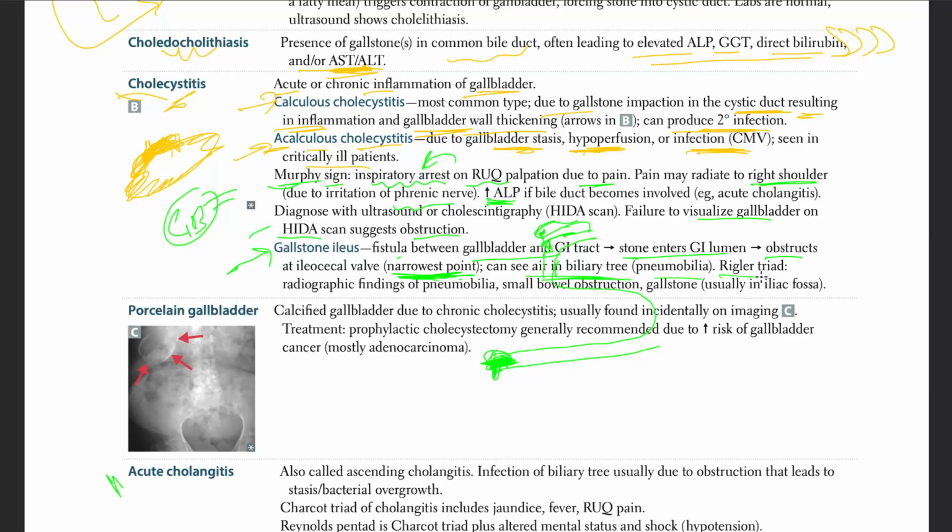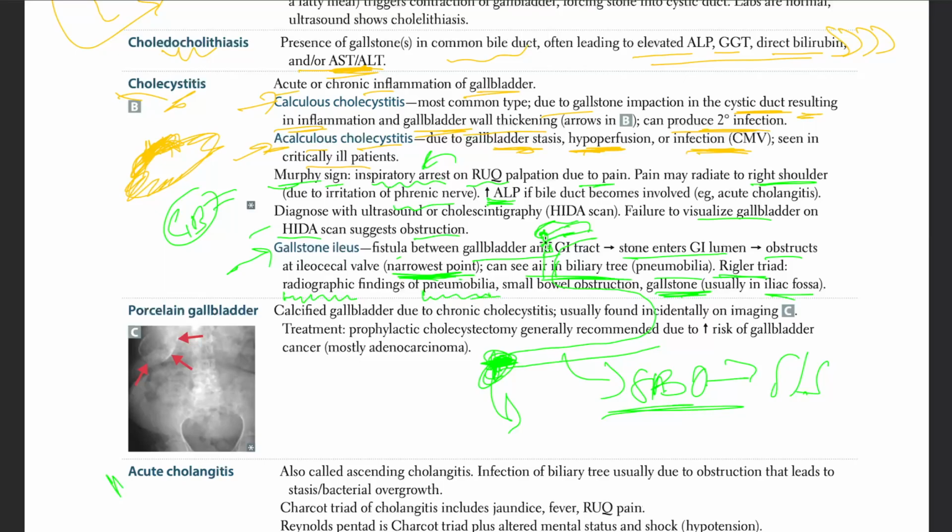pneumobilia, and Rigler triad. What is that? Radiographic finding of the pneumobilia, small bowel. So this is also going to cause small bowel obstruction signs and symptoms, and the gallstone in the iliac fossa. So the gallstone here, you have these small bowel obstruction signs and symptoms, and you have the pneumobilia.